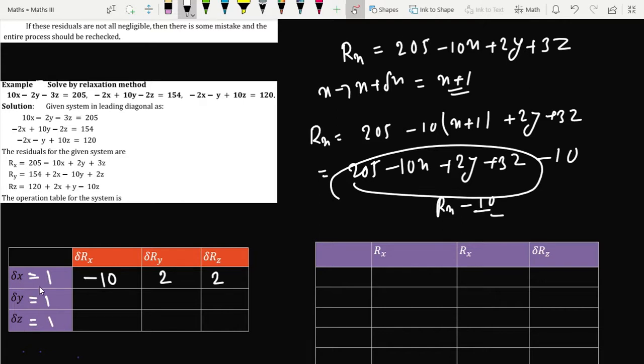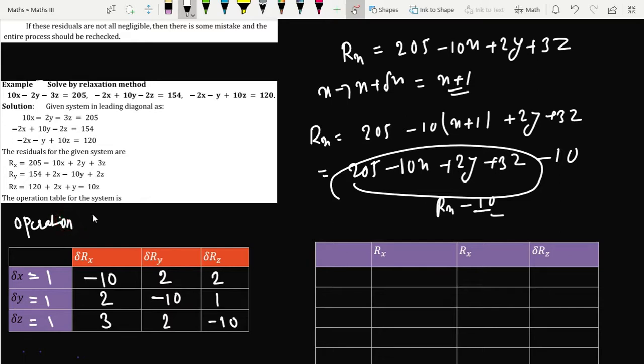For delta x we have to collect only the coefficient of x from all three equations. So the coefficients of x are minus 10, 2 and 2. Here it is from the column, and we can write it in row form: minus 10, 2, 2. For delta y, the change in y, we get first 2, then minus 10 and then 1. And third we get 3, 2 and minus 10. So this table is known as an operation table.